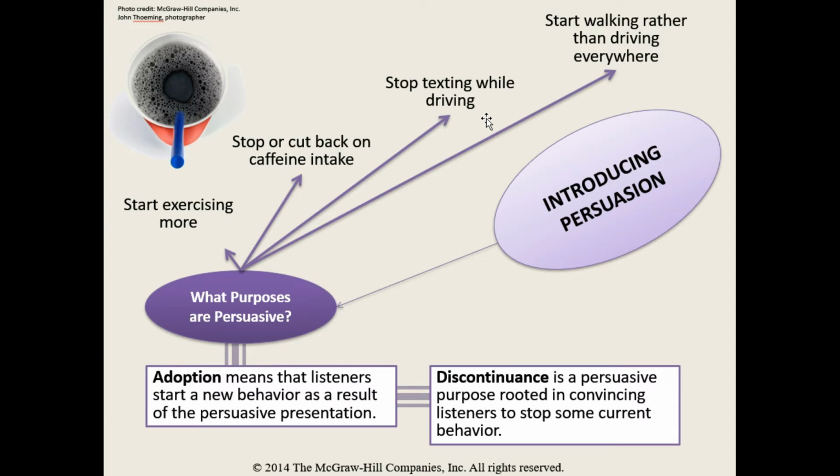Now, that's starting something. The stopping part is the discontinuance. This is a persuasive purpose rooted in convincing listeners to stop a certain behavior that might be bad for them, or maybe it's bad for other people. Now, texting while driving: every day I see in the news, unless it's a really big news day, more people have died because of texting. Have you ever seen the videos of people walking out into traffic and being hit by cars because they're texting and walking? How about people walking into things while they're texting?